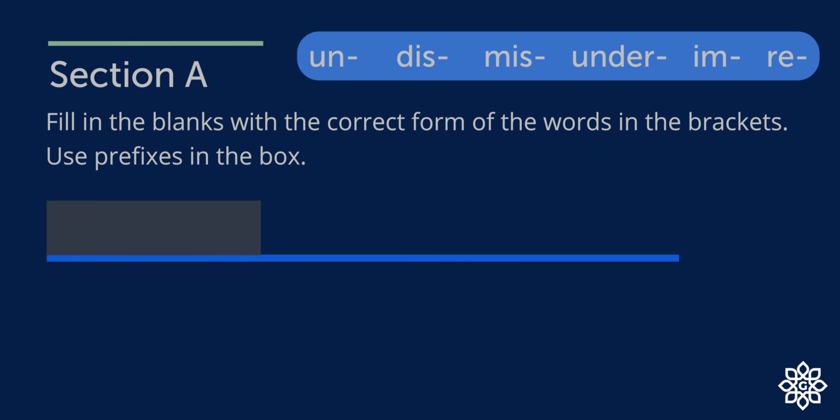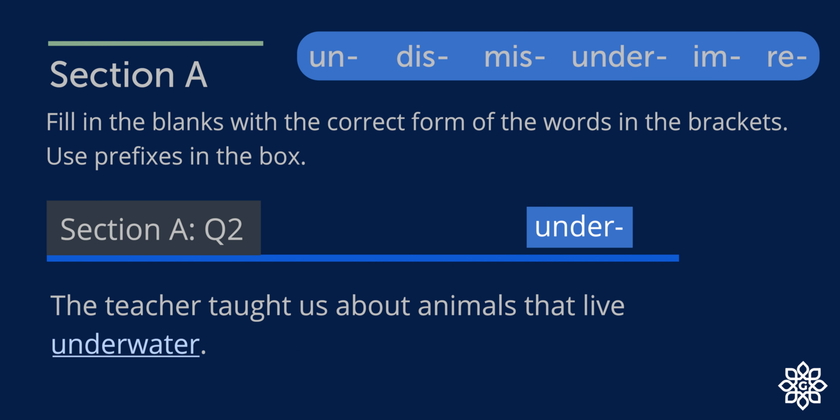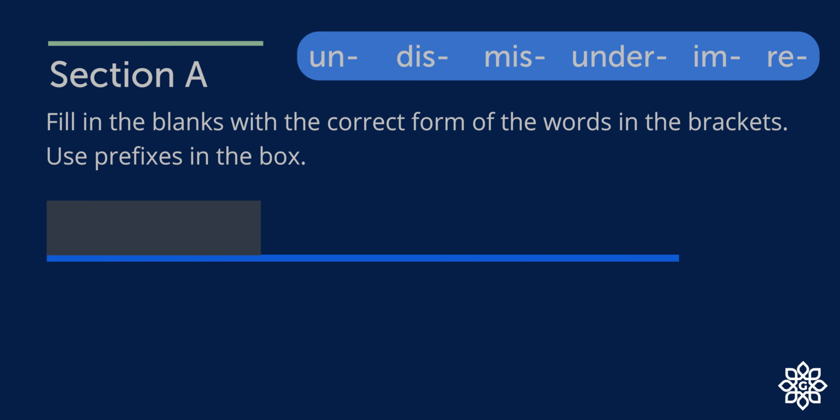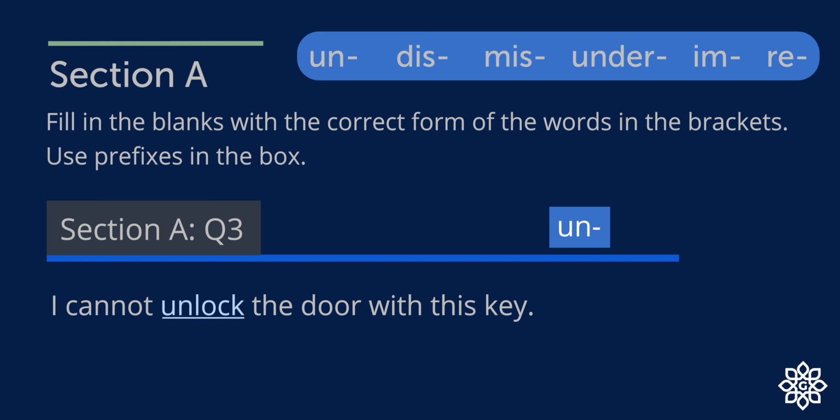Question number 2. The teacher taught us about animals that live in, brackets, water. It is underwater. Question number 3. I cannot, in brackets, lock the door with this key. So it is, I cannot unlock the door with this key.